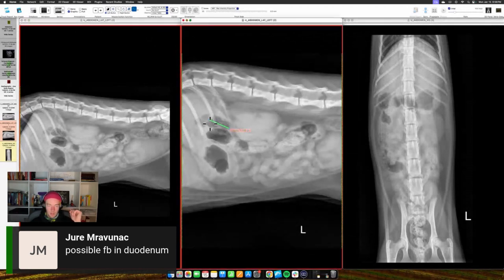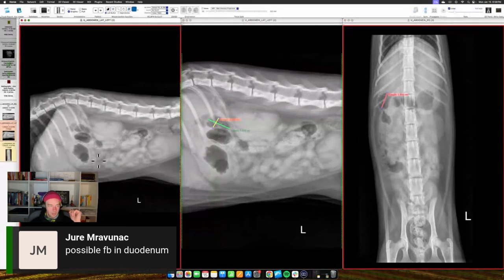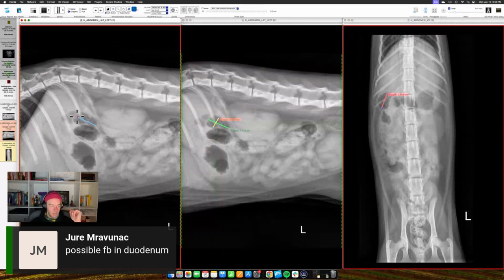This thing right here is a radiolucent duodenal foreign body. Okay. It's right here. It's right here.